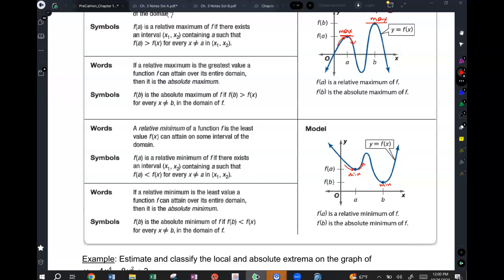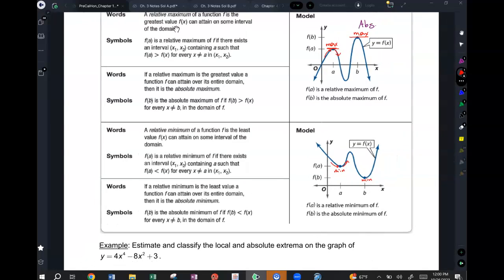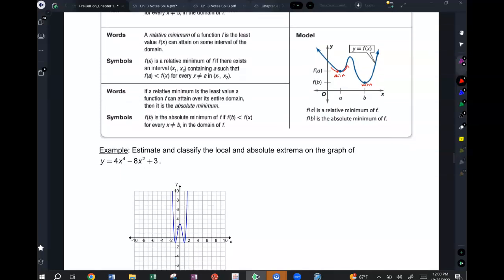Some important things here. When we say location of the maximum, or the minimum, we're talking about the x value, okay? So let me write that here. Location is the x value or x coordinate. Value is the y coordinate.